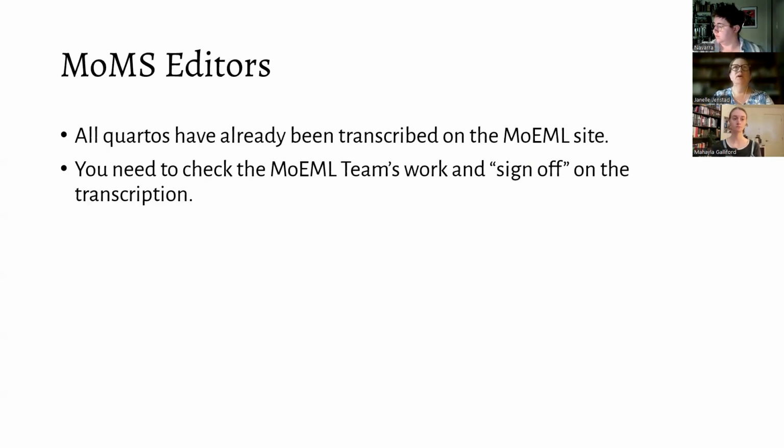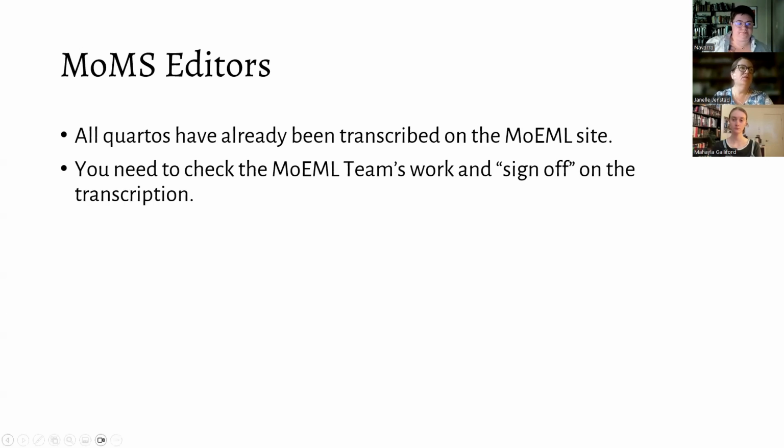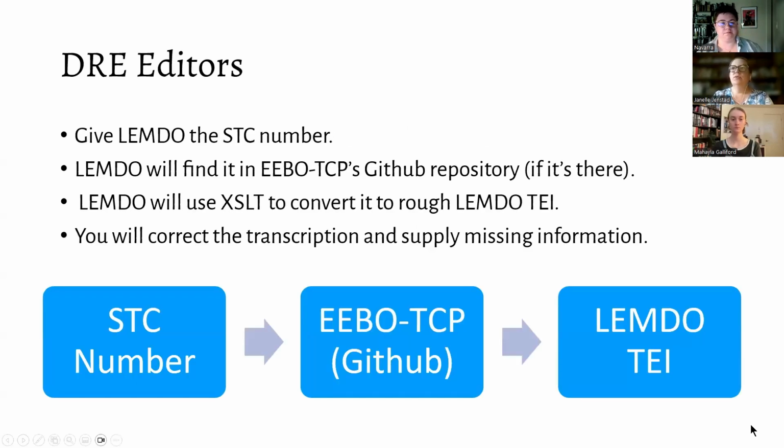If you are editing for Moemel mayoral shows, the quartos of all the pageant books have been transcribed on the Moemel site. You just need to check the Moemel team's work and again, sign off on the transcription. You're the peer reviewer. If you're editing for DRE and the text has been transcribed in EBO TCP, we can take that as a starting point because the EBO TCP texts were encoded in TEI and they're all available in an open access way on GitHub. So if you give us the STC number of the publication that you want to take as your copy text, we will go to EBO TCP's GitHub repository and we will find the transcription. And we can run a conversion using XSLT to turn it to rough LEMDO TEI.